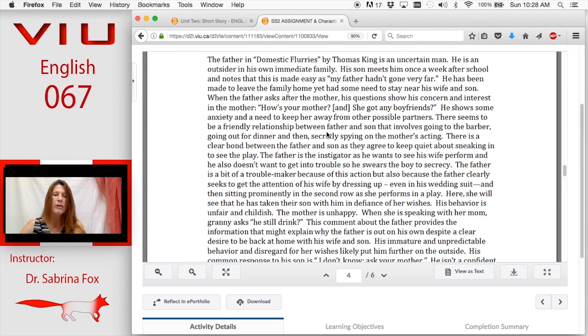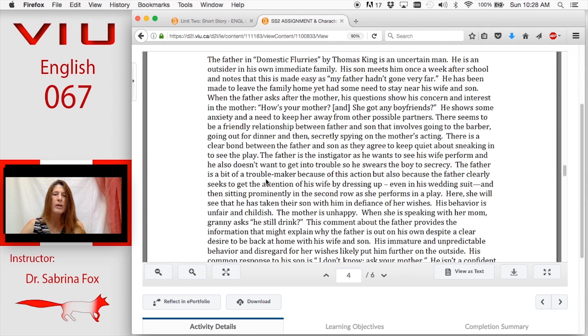There seems to be a friendly relationship between father and son that involves going to the barber, going out for dinner, and then secretly spying on the mother's acting. There is a clear bond between the father and son as they agree to keep quiet about sneaking in to see the play. The father is the instigator, as he wants to see his wife perform, and he also doesn't want to get into trouble, so he swears the boy to secrecy.